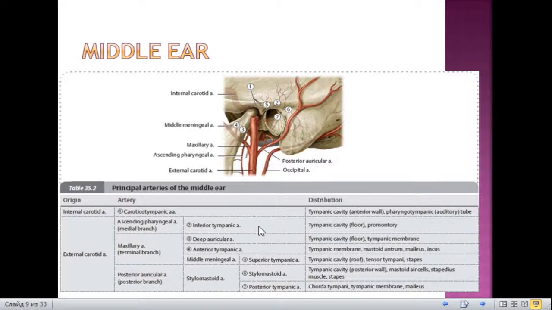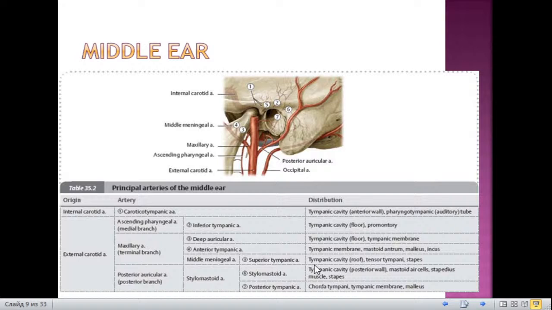After that, anterior tympanic artery. Anterior tympanic artery is the branch of the maxillary artery, directly from the maxillary artery. It enters tympanic cavity through the petrotympanic fissure, and it supplies chiefly the anterior wall of tympanic cavity and also the malleus and incus.